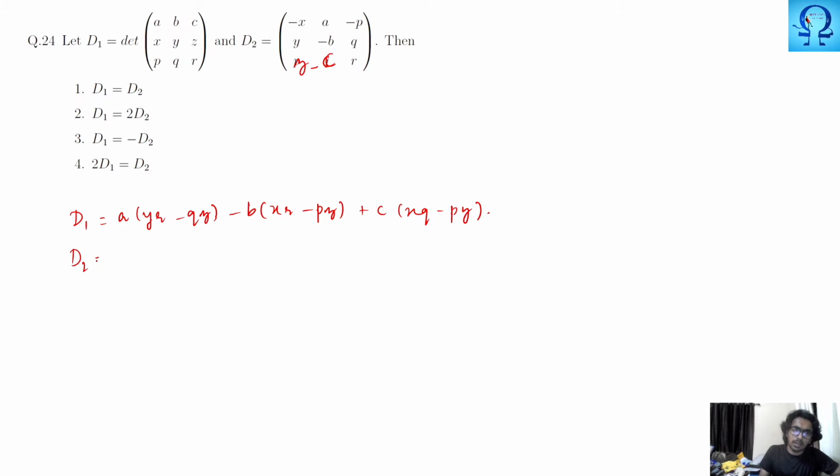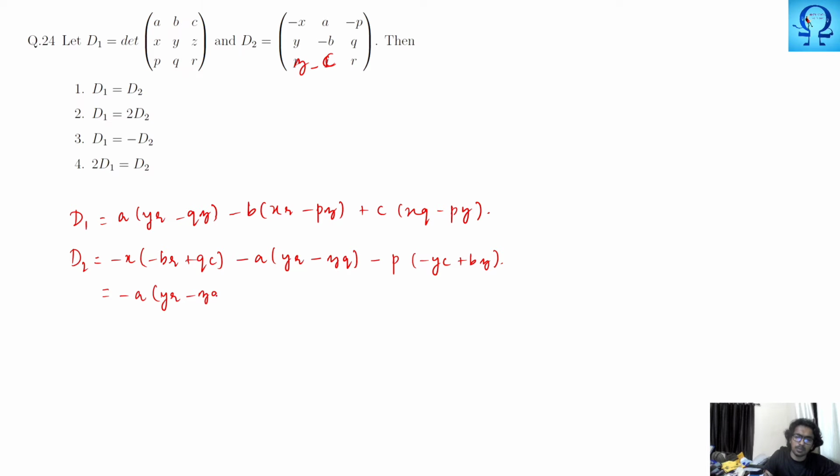And if you find your D2, it is minus X times of minus BR plus QC, and minus A times of YR minus ZQ, and minus P times of minus YC plus BZ. So try to rearrange the entries. That is what we are going to do. So minus A times YR minus ZQ, we have let us have it as it is.